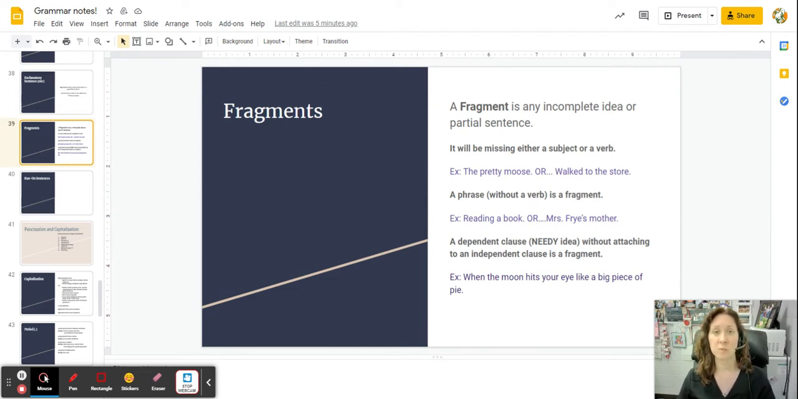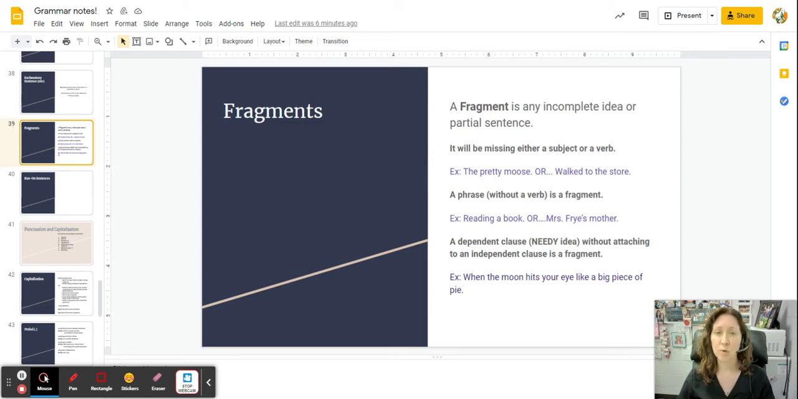Part of this activity is going to look similar. We talked about the differences between phrases and clauses. We said that phrases don't have a verb and it's not a complete sentence. A clause, on the other hand, is going to look complete. That's how it's going to be with fragments. So fragments are any incomplete idea or partial sentence. So you are going to be either missing a subject or a verb.